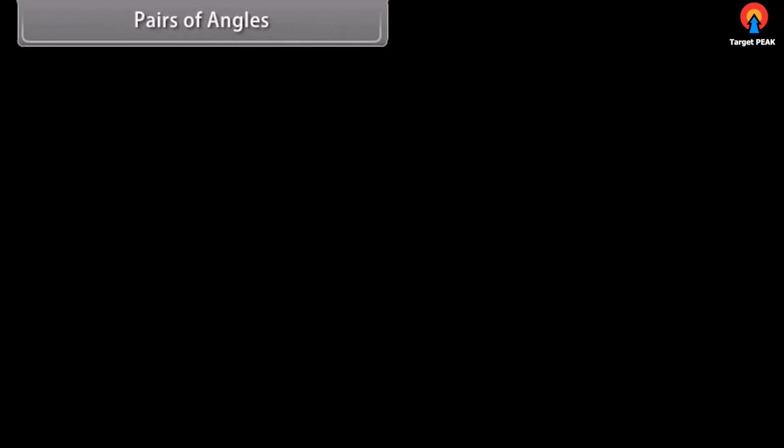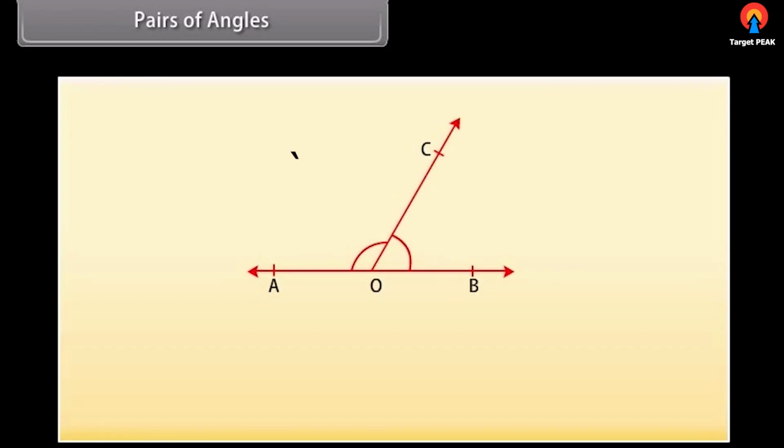Pairs of angles. Now let us find out the relation between the angles formed when a ray stands on a line. Look at this figure. Here AB is the line and OC is the ray. Angle AOC, angle BOC, and angle AOB are the angles formed at O.